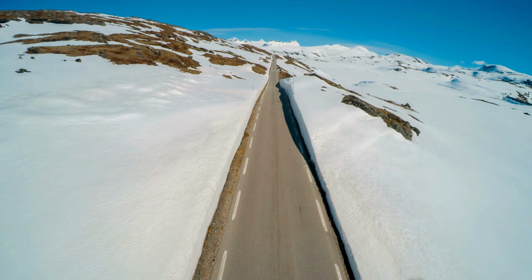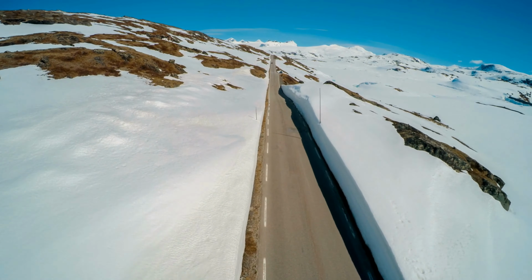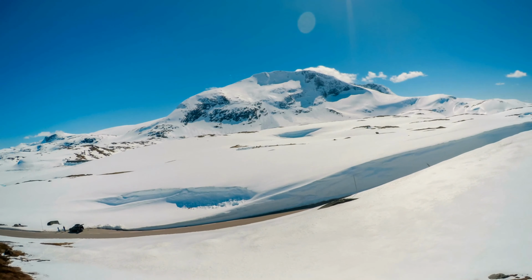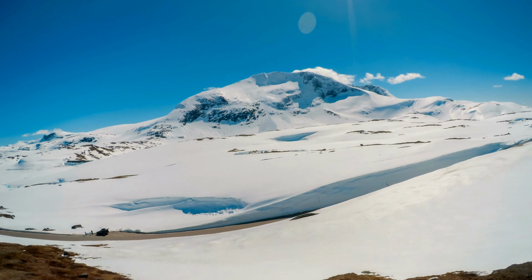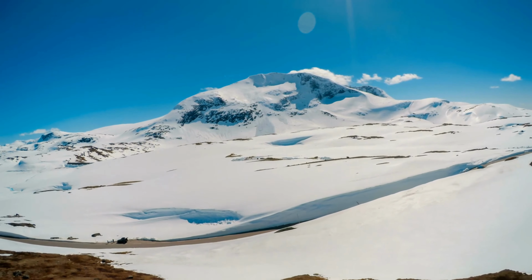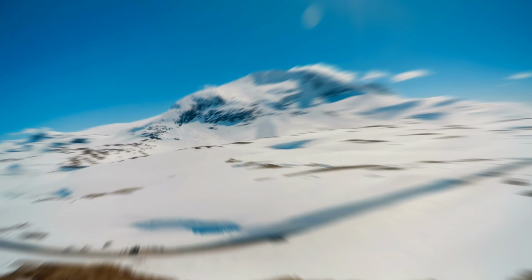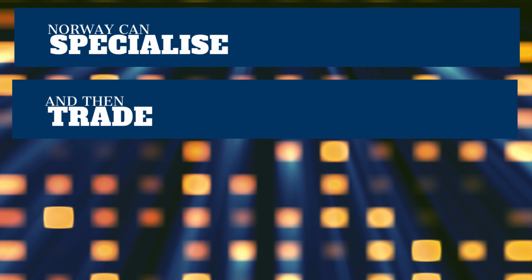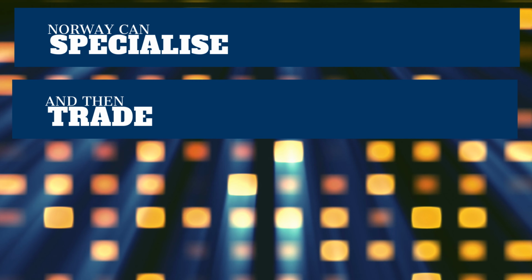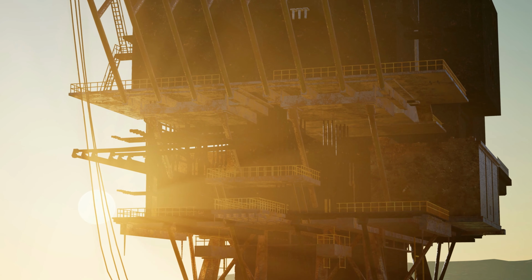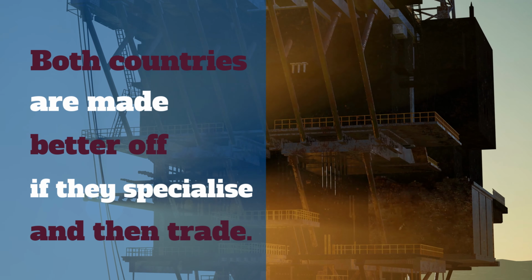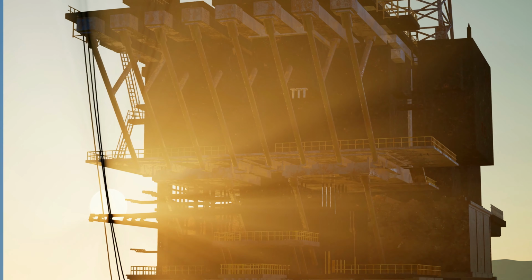For example, producing exotic fruits in Norway is expensive because of the climate. It doesn't make sense for Norway to divert resources to producing fruit when its land, labour and capital could be put to better use producing oil or aluminium. Norway can specialise in oil production and then trade with a country like New Zealand, who export a lot of fruit and other food products. This is a more efficient way of allocating resources, and both countries are made better off if they specialise and then trade with each other.